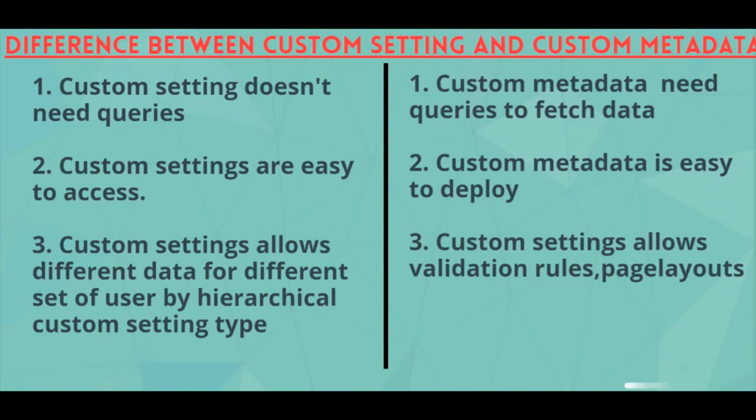Okay, we'll see the difference between custom setting and custom metadata. Custom setting doesn't need queries. As you have already seen, it just needs a method called getAll().values(). CustomSetting.getAll().values() will return all the records in that custom setting. Custom metadata needs a query to fetch the data. Like you have already seen, custom object and custom metadata need a query to fetch the data. Custom settings are easy to access, and in the same way custom metadata is also easy to access and easy to deploy as well, because the data inside metadata can be deployed across environments. But it is not possible with custom settings.